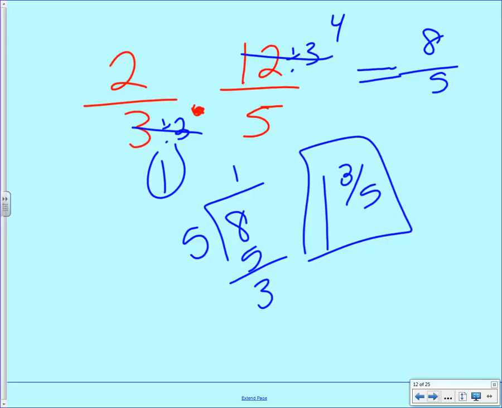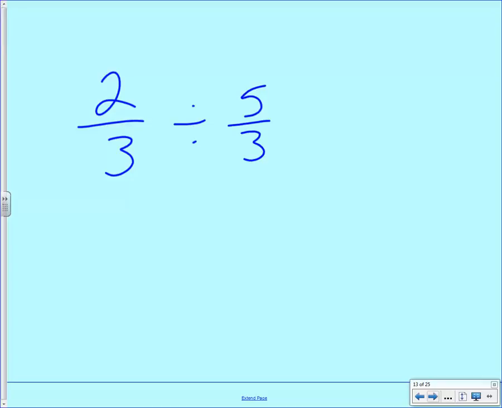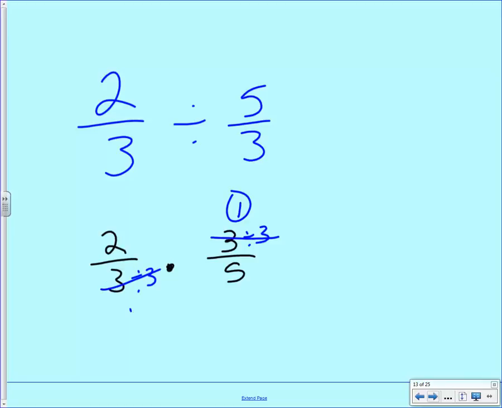Okay, we're going to do a division problem. All right, so the rules for dividing are keep it the same, change it to multiply, and flip it over. So we're going to divide, and we're going to just treat this like multiplication now. So this became 1, this also became 1, multiply across the top, multiply across the bottom, and I get 2/5.